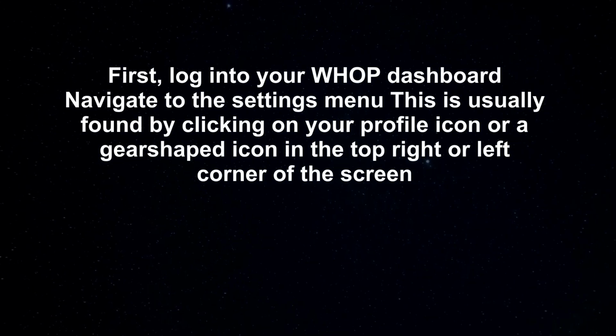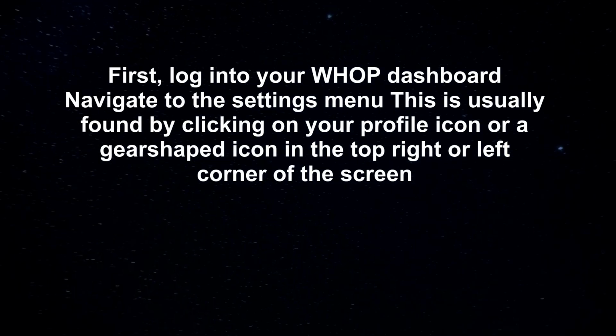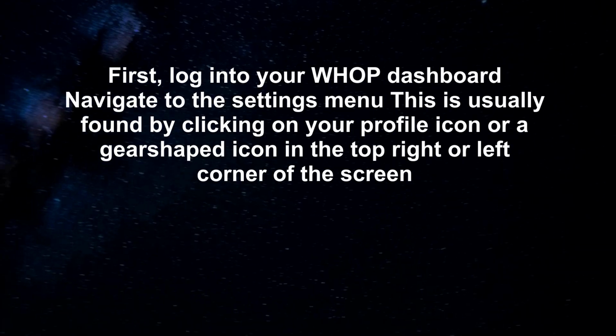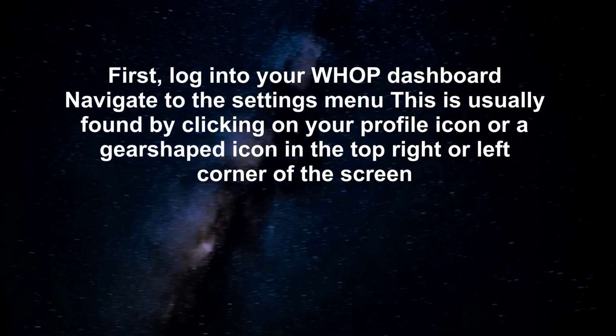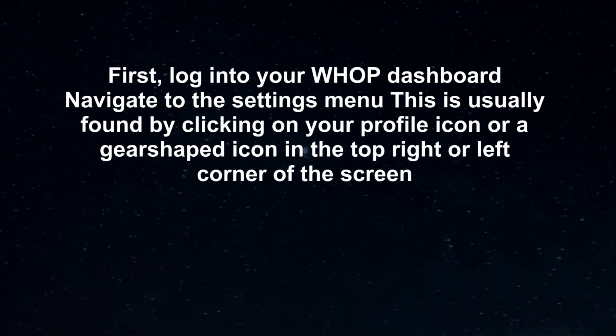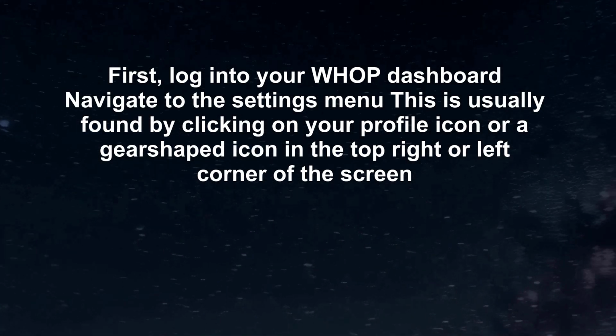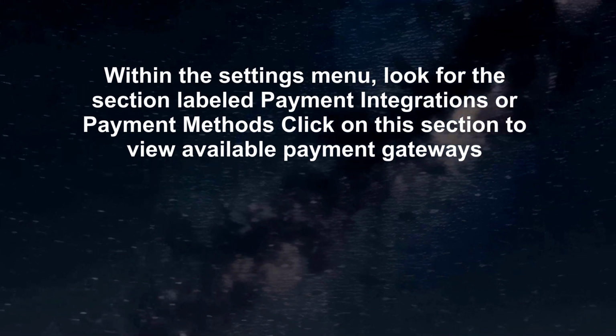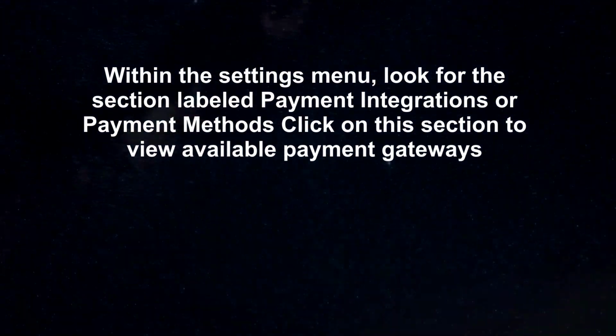First, log into your WHOP dashboard and navigate to the settings menu. This is usually found by clicking on your profile icon or a gear-shaped icon in the top right or left corner of the screen. Within the settings menu, look for the section labeled Payment Integrations or Payment Methods. Click on this section to view available payment gateways.